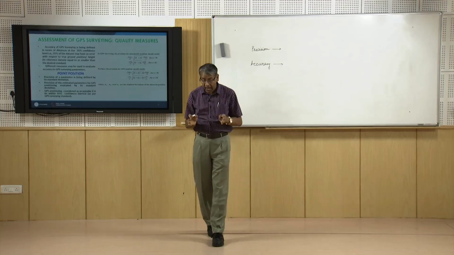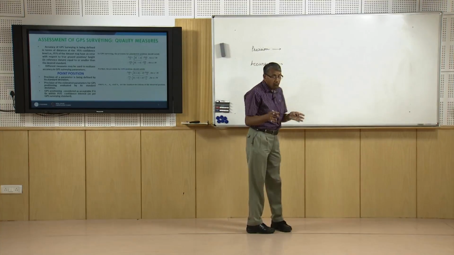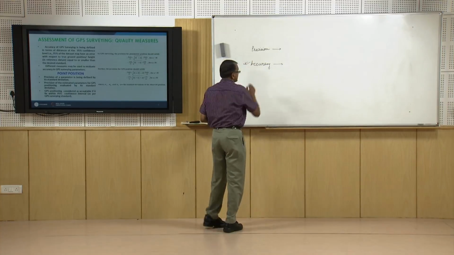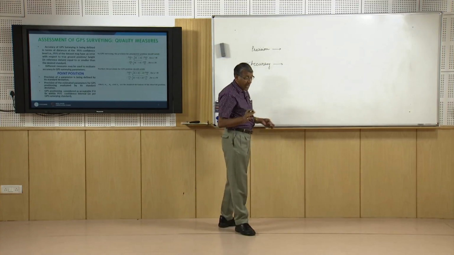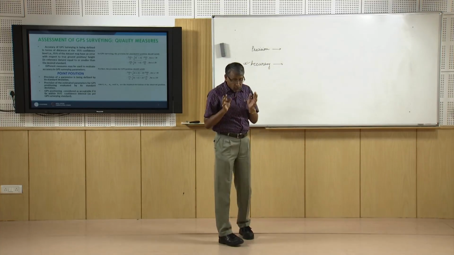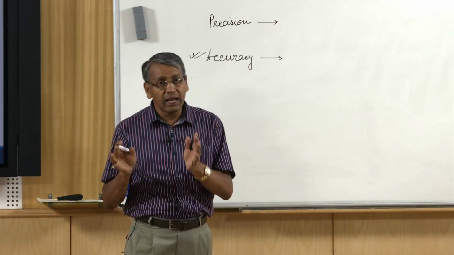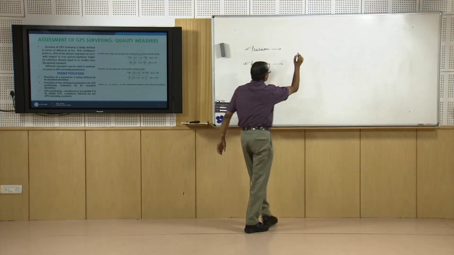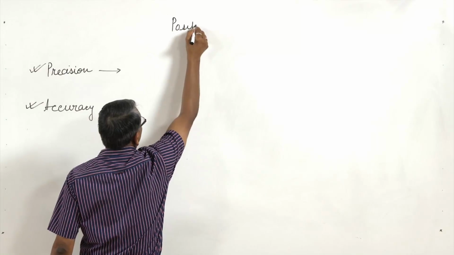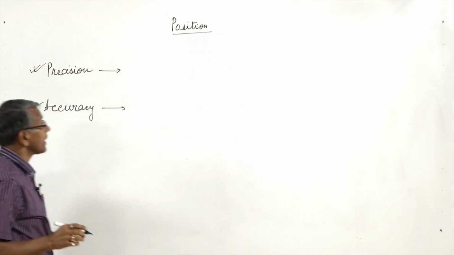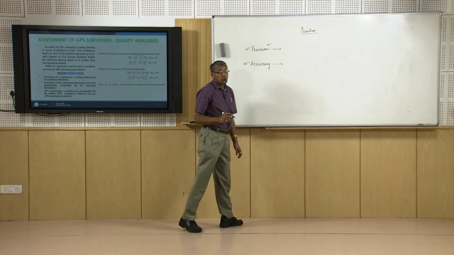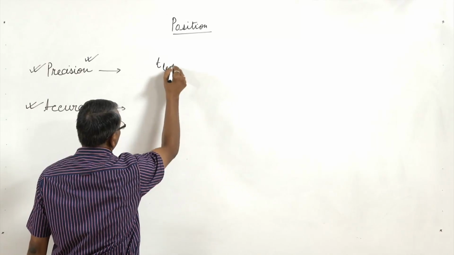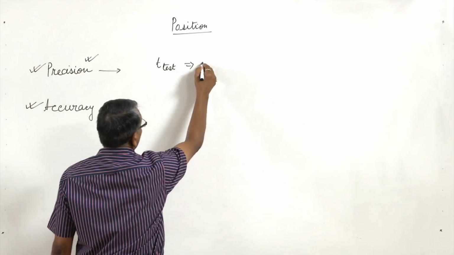Now, if we have the true value of the position or the length of the baseline, then we can go for accuracy measurement. But if we do not have the actual value of the position or the length of the baseline, then we should go for precision. Now, in case of position, the precision we test by using the t-test, and that will depend upon the number of observations.